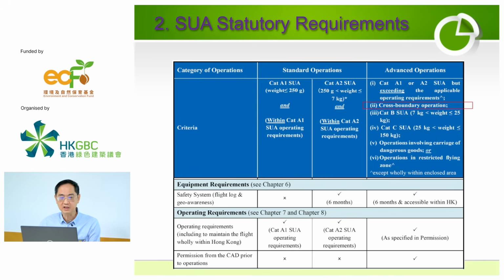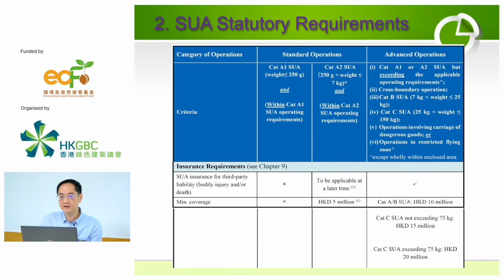This table shows the insurance requirement. For A1, we don't need to have any insurance. But for the A2, if it is outside the normal operation, we need to buy 5 million. Okay? But for the other categories, B or C, it depends, up to 20 million.